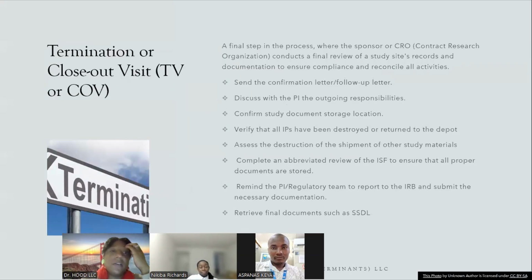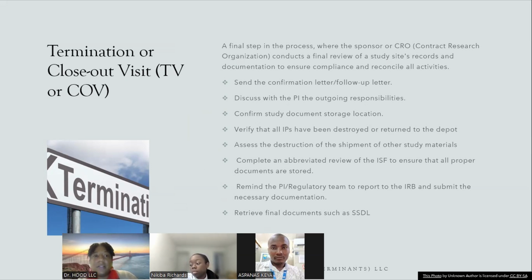Okay, your termination or closeout visit. The title's kind of self-explanatory. Once the study has concluded, not just your site, you can't complete closeout visits just because your site is done. Once the study has concluded nationally or globally, so you've got other countries involved, you don't want to do a closeout visit until you have been granted permission to do so.